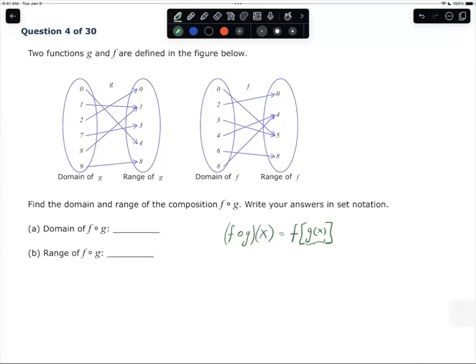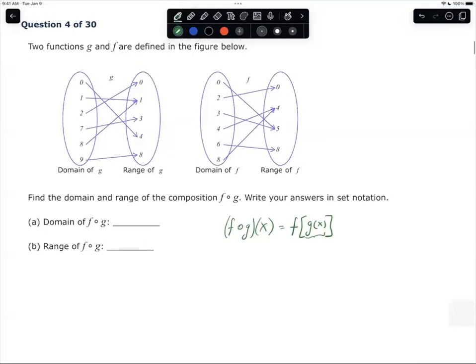What values can g take as an input? If you look at the domain of g, any value in there. Let's start with 0, and then we'll do 1 next. We'll do them all, I guess. So f of g of 0. Can somebody tell me what g of 0 is?